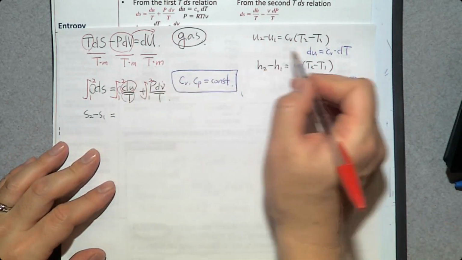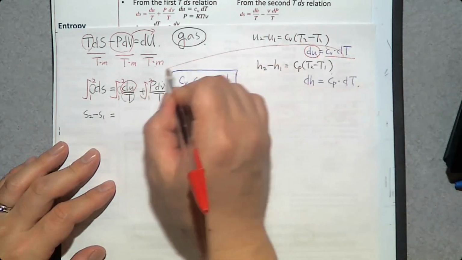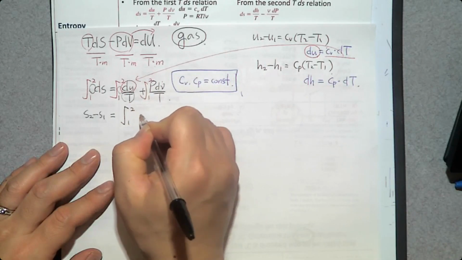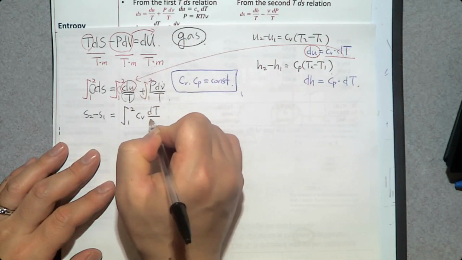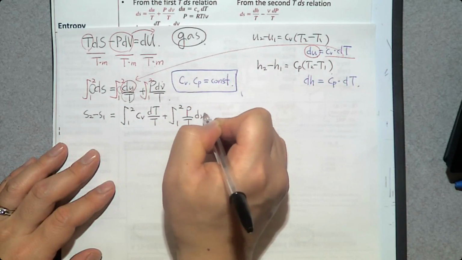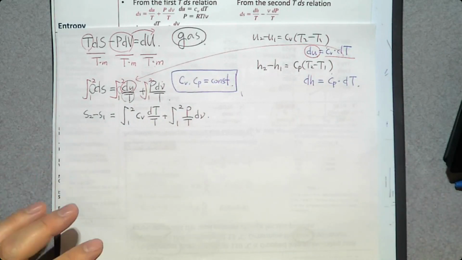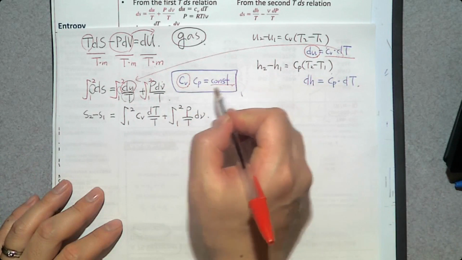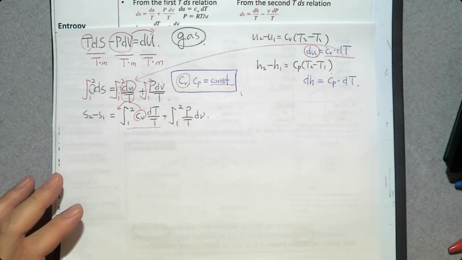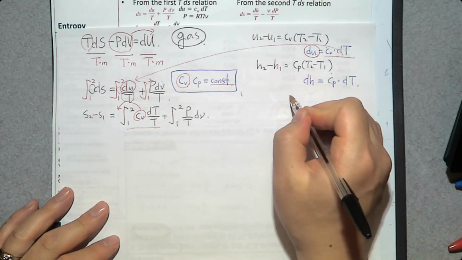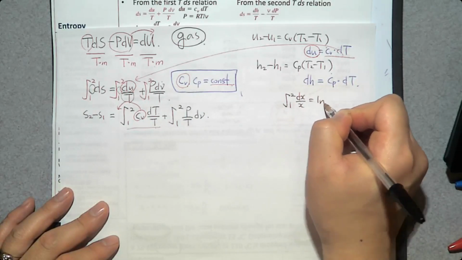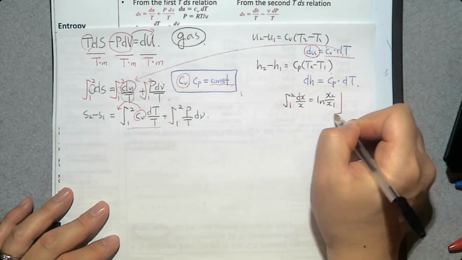Then we have a du here. Can we put this one in this equation? Yes. Then this equation becomes the integral from 1 to 2 of Cv dT over T plus the integral from 1 to 2 of P over T dV. Now, since we assume that Cv is constant, this one comes out. Then integrating dT over T is simple, because we know the integration of dx over x is going to be natural log x2 over x1.